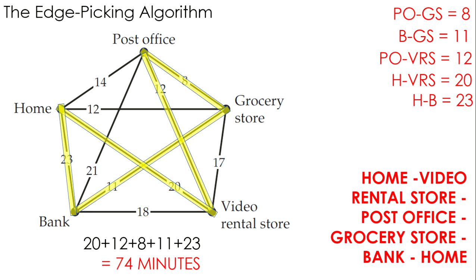So if we compare the two, the edge picking algorithm and the greedy algorithm, the greedy algorithm is much more efficient here. But it's not all the time. Take note, it's not all the time that the greedy algorithm is better than edge picking. Sometimes edge picking is better than the greedy algorithm, or they could be the same weight. Okay, so that's it for the Hamiltonian circuit and Hamiltonian path.